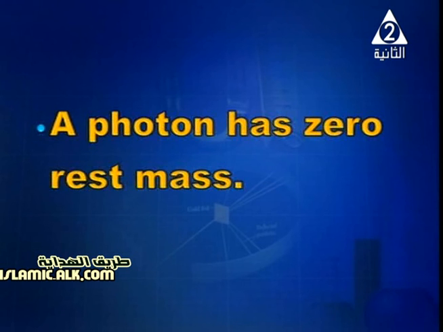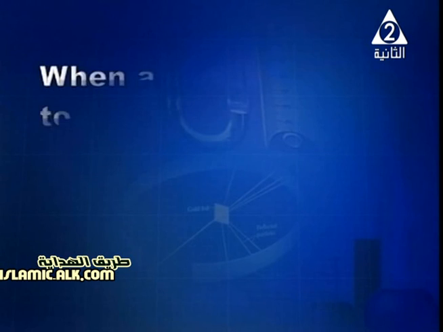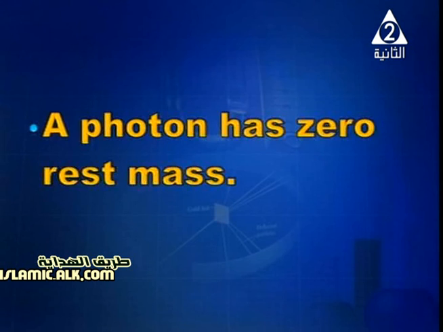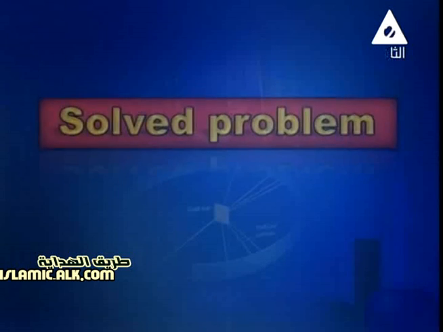One more property: a photon has zero rest mass. It loses its mass when it comes to rest. When a photon comes to rest, it loses its mass, and the photon is then changed into thermal energy. A photon, as I said, has zero rest mass.